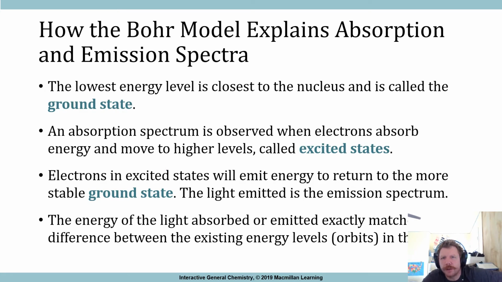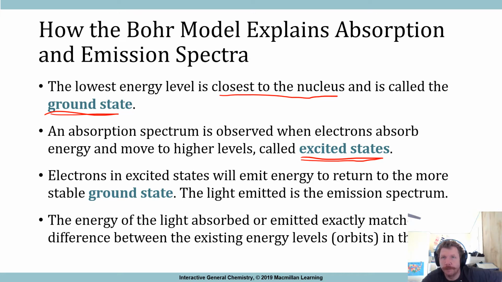How the Bohr model explains absorption and emission spectra. The lowest energy level closest to the nucleus is called the ground state. An absorption spectrum is observed when electrons absorb energy and move to higher energy levels known as excited states. Electrons in excited states will emit energy to return to the more stable ground state.